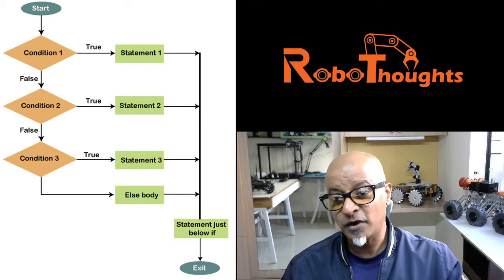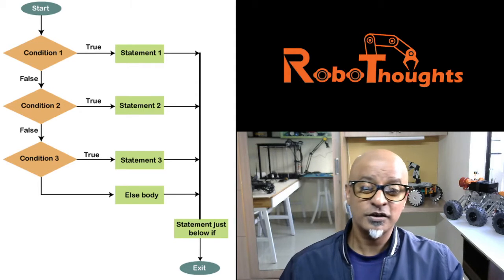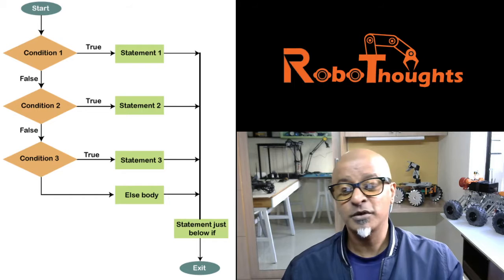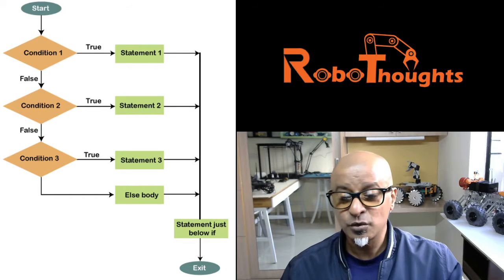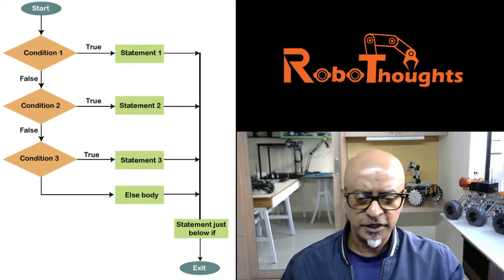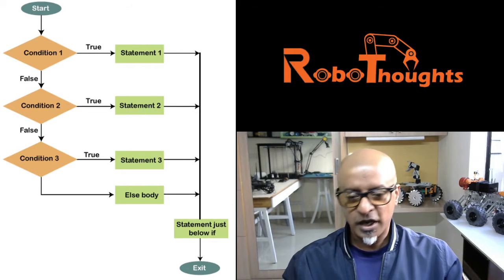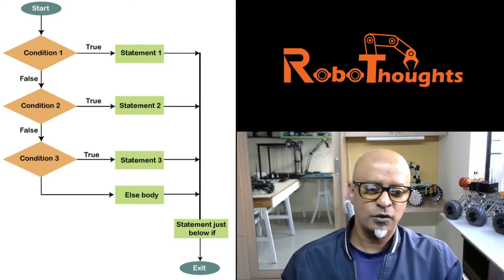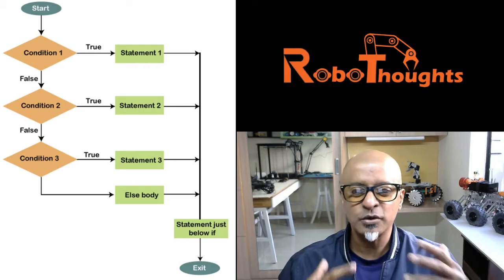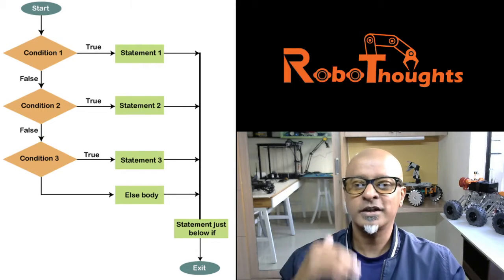If the condition is false, then it goes to condition 2, and if condition 2 is true, it goes to statement 2. If condition 2 is false, it goes to condition 3. And if none of them is true, then it goes to the else condition and the statement just below that. This is the overall flow. I'm just trying to put some pictorial material to explain how the control statement works in C programming.